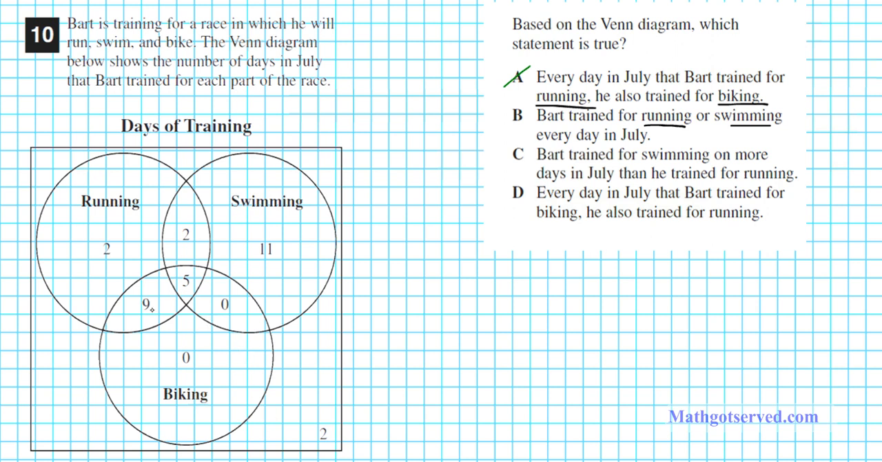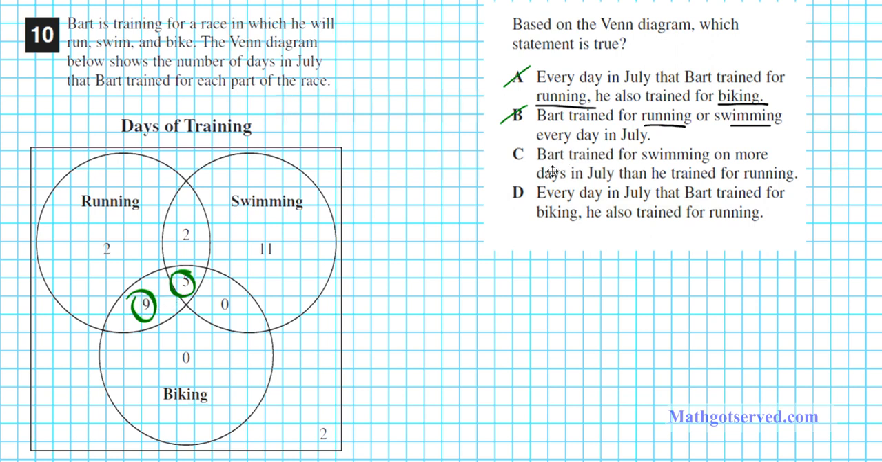Bart biked for 9 days and ran those 9 days too. And then Bart also biked for 5 days, and he also ran and swam on those 5 days too. So for a total of 14 days, Bart biked and did something else. So is this statement true that running and or swimming are the only 2 things that Bart did in July? It's false because he also biked for 14 days to be specific.